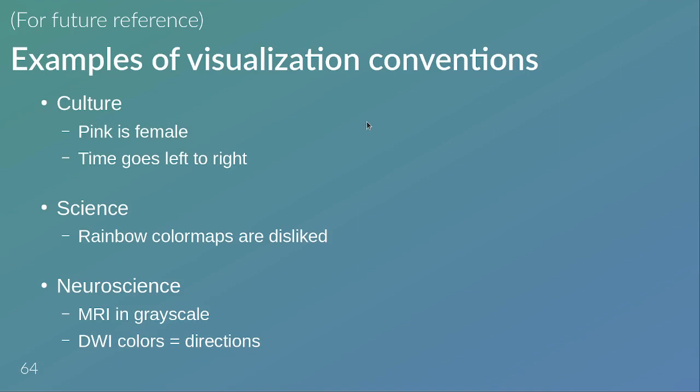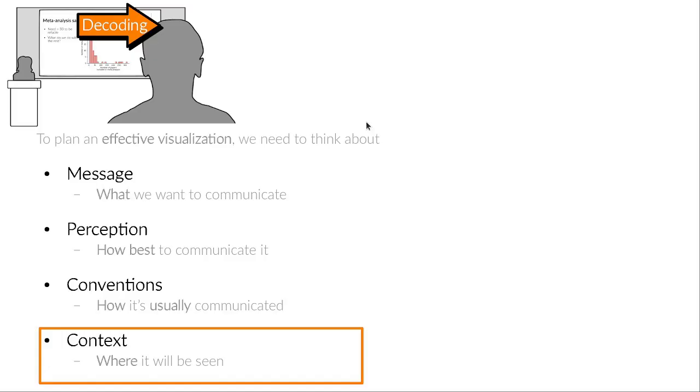So here's a summary slide for future reference. I think it's easy to understand. The important thing is just to think about it. So we'll move on. Finally, we'll touch on how visualizations should be adjusted according to where people will see them.